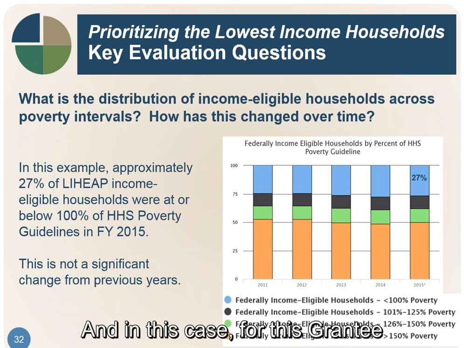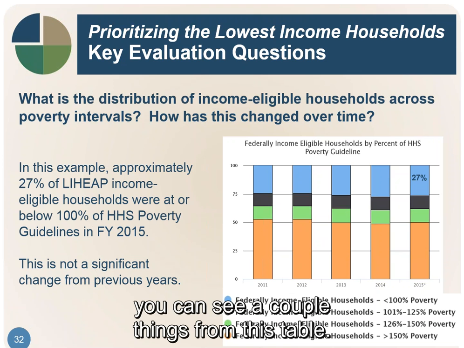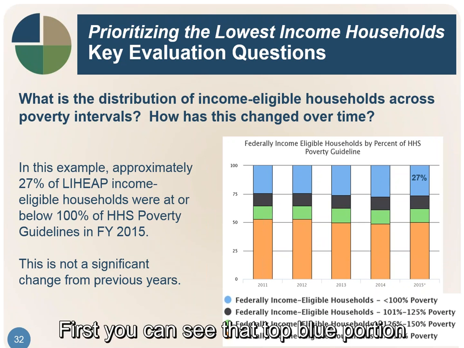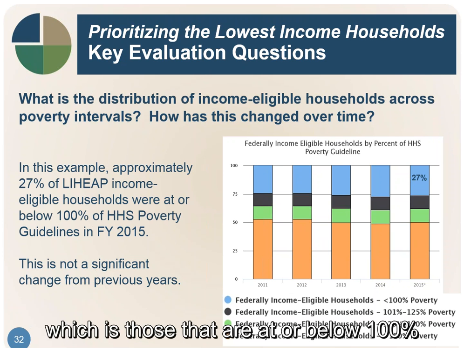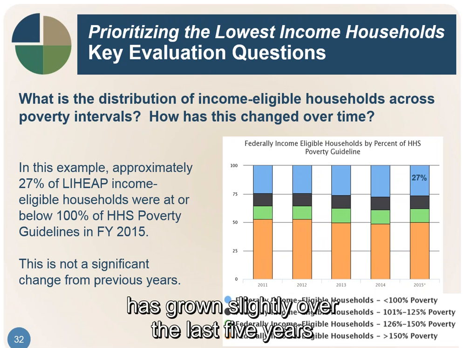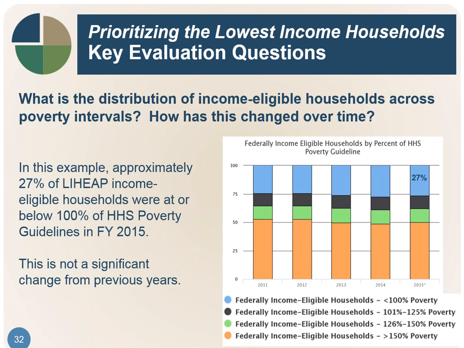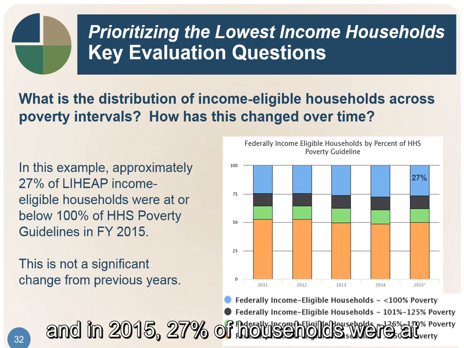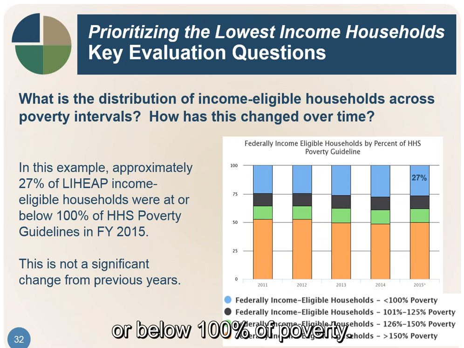And in this case, for this grantee, you can see a couple things from this table. First, you can see that that top blue portion, which is those at or below 100%, has grown slightly over the last 5 years. And in 2015, 27% of households were at or below 100% of poverty.